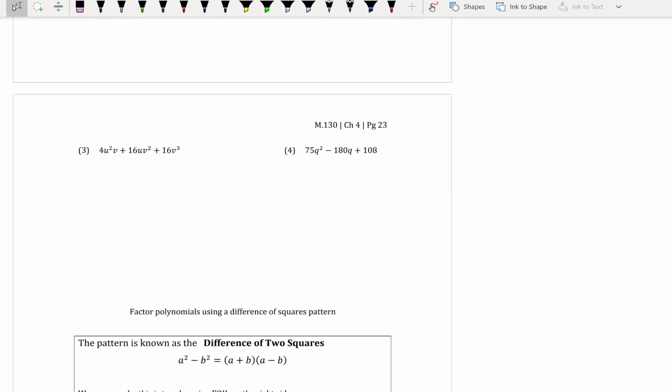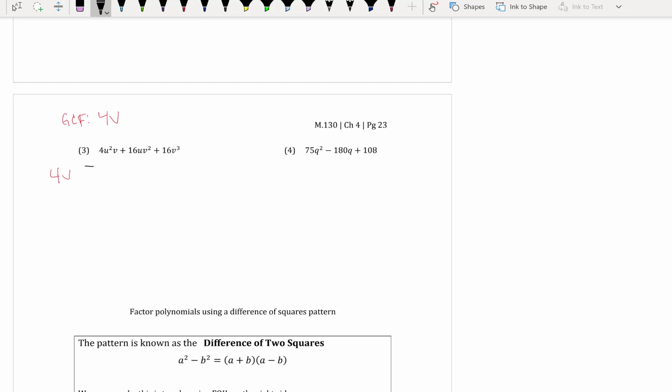So let's see if these also have this. I'm looking at number 3, and what's different about this is that I have 2 variables in that first term. I have that u squared and that v. So it looks like for this one, I'm going to deal with my greatest common factor first. Looking at my GCF, I have 4, 16, and 16 as the coefficients. I know that 4 can go into each of those numbers. Now I'm going to look at my variables. Do they all have a u? Well, 16 does not have a u, so it's not part of the GCF. But v is part of all three terms, so v will be part of my GCF. So 4v ends up becoming my greatest common factor.